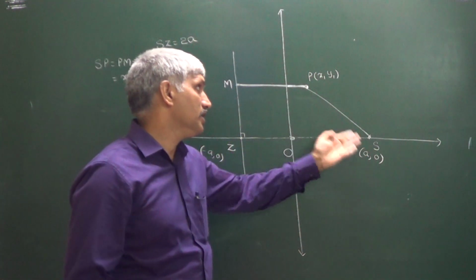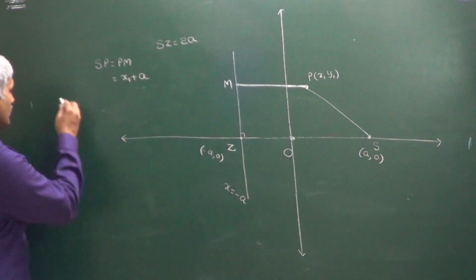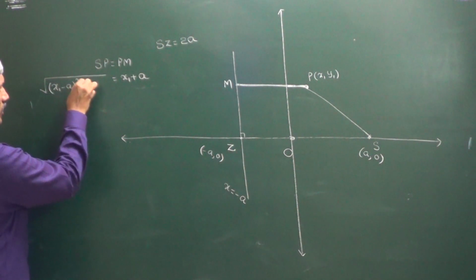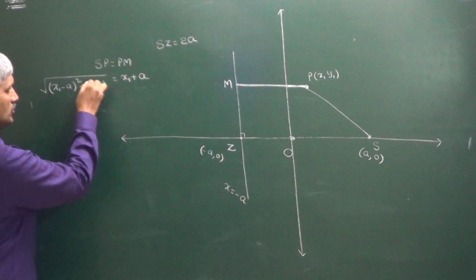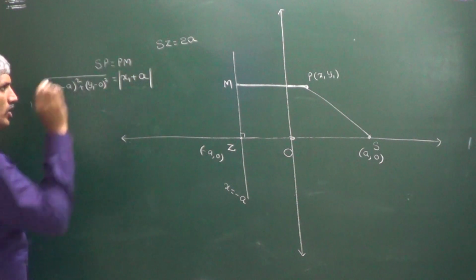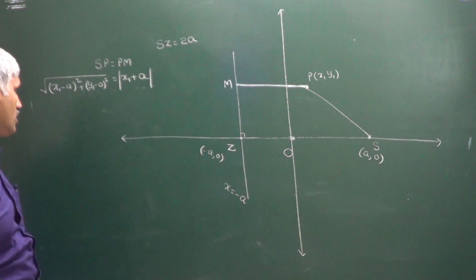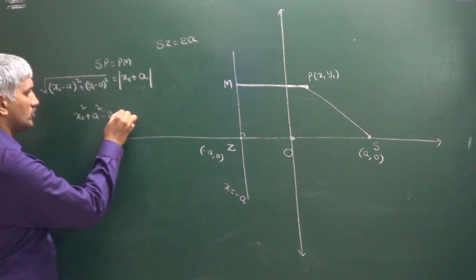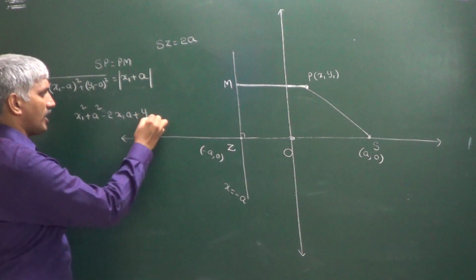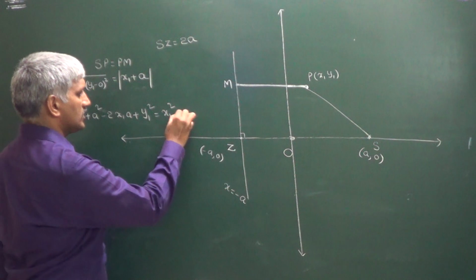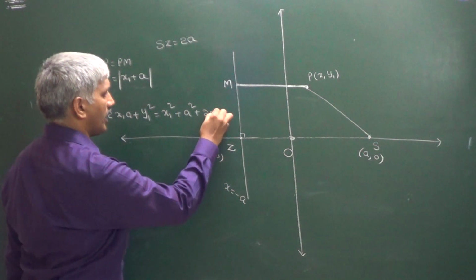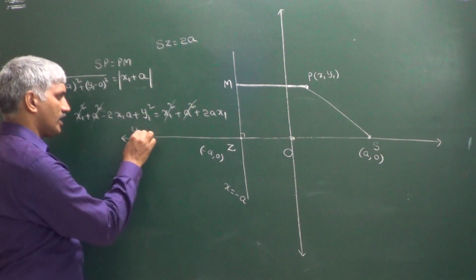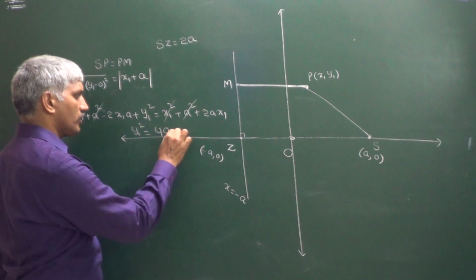Now what is SP? Distance between S and P. So SP is nothing but the square root of (x1 minus a) whole square plus (y1 minus 0) whole square is equal to modulus of x1 plus a. Now squaring on both sides, we will get x1 square plus a square minus 2 times x1 into a plus y1 square is equal to x1 square plus a square plus 2ax1. Now x1 square plus a square cancel. Then we are getting y1 square is equal to 4ax1.